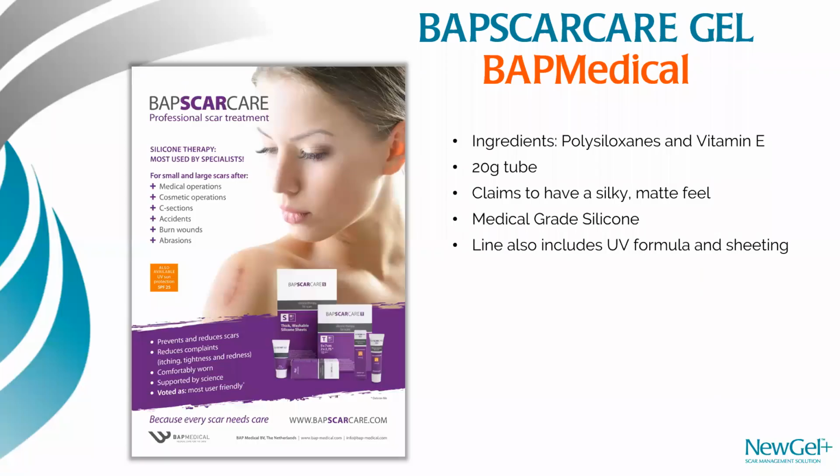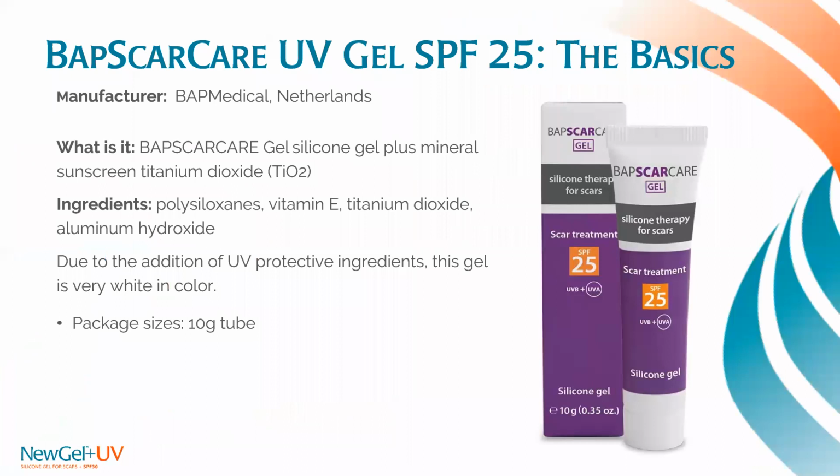Sorry. So taking a look at their UV product and how it differs, they use titanium dioxide and it's only SPF 25, where NewGel Plus UV is SPF 30, so you have a higher level of sun protection, as well as the fact that titanium dioxide is not as broad spectrum of an agent as zinc oxide is. So their ingredients are essentially polysiloxanes, vitamin E, titanium dioxide, and aluminum hydroxide.